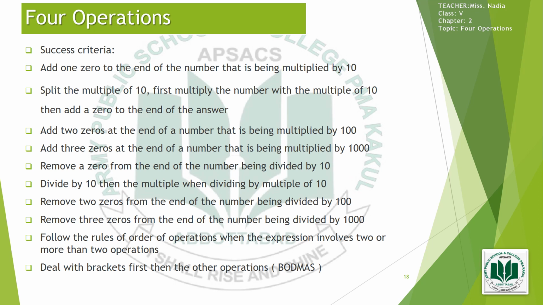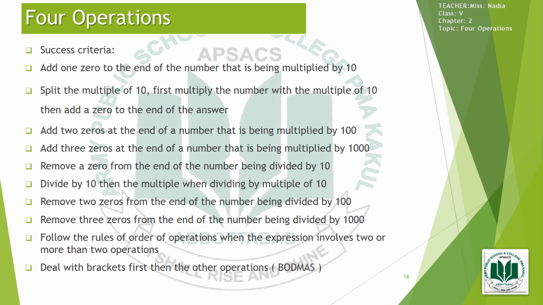Now dear students, before doing your assignments, remember to add a 0 at the end of the number that is being multiplied by 10. Split the multiple of 10. First multiply the number with the multiple of 10 and then add a 0 to the end of the number. Add 2 zeros at the end of a number that is being multiplied by 100. Add 3 zeros at the end of the number that is being multiplied by 1000. And when a number is multiplied by multiples of 10, 100, 1000, do multiplication in 2 steps.